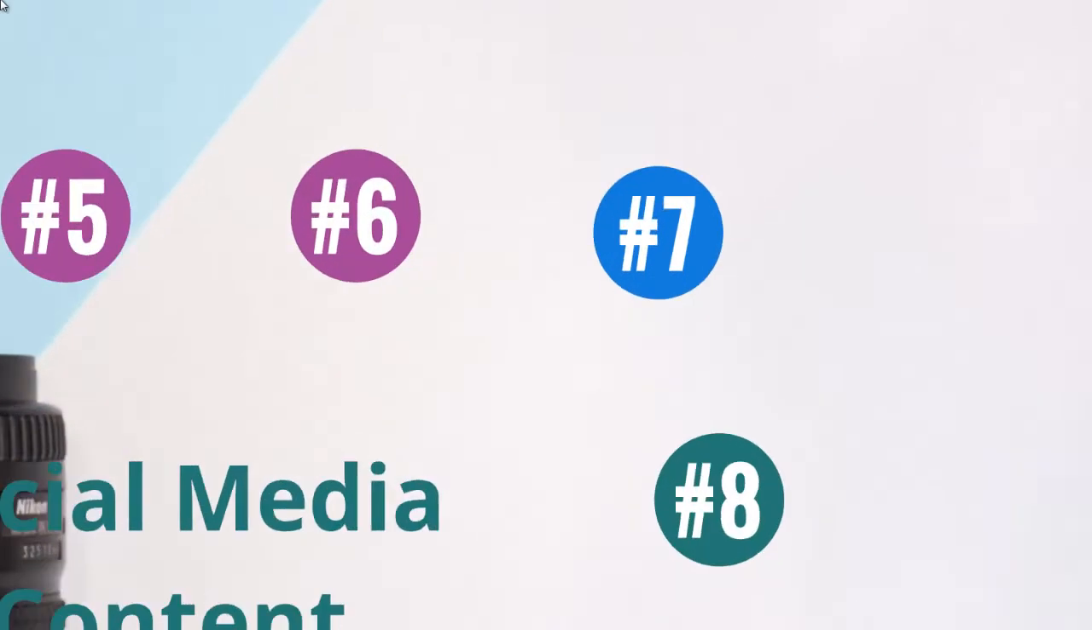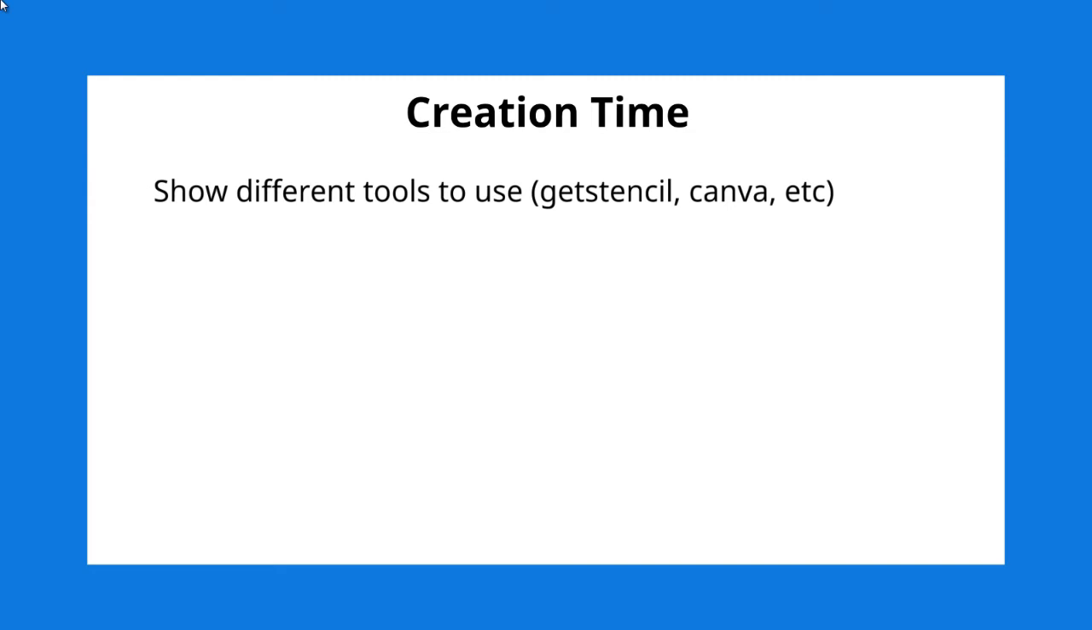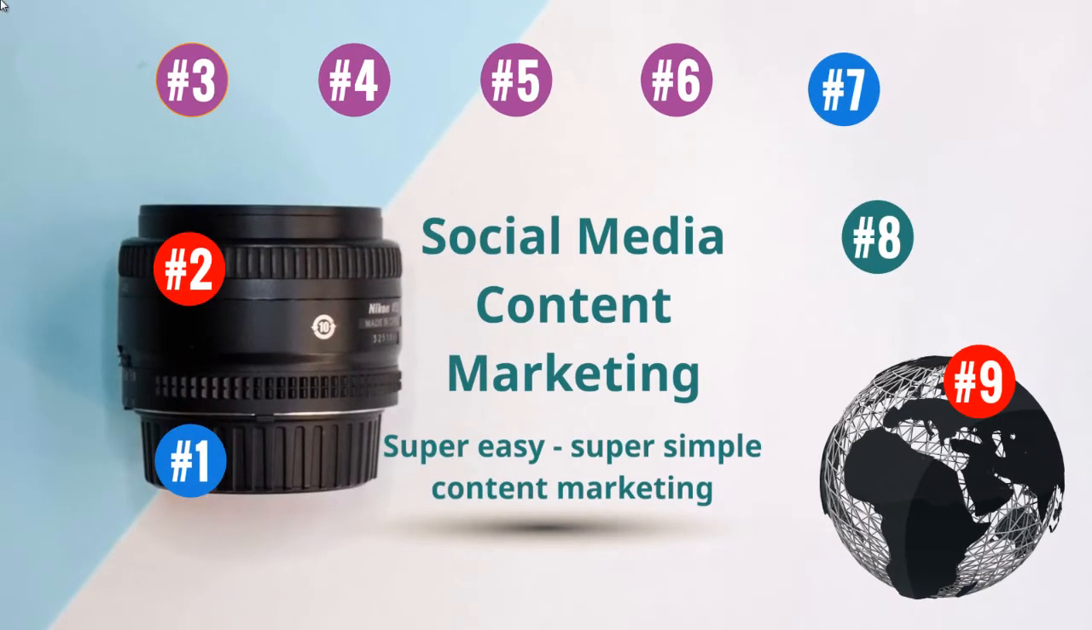Hello and welcome back. This is video number 7, and we're going to talk about creating these simple pieces of content. Now, I'm going to show you different tools that you can use to create these pieces of content. Some of them range from using a site called GetStencil, Canva, and more. I'm going to show you how to use GetStencil in just a minute.